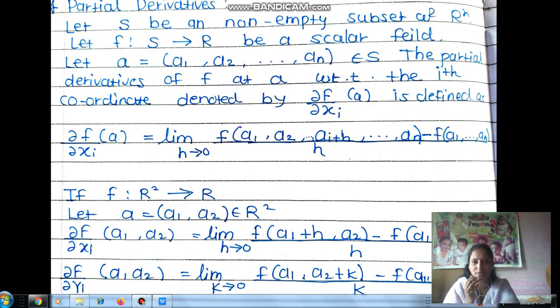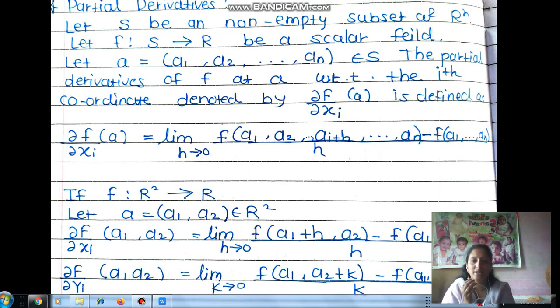be a function from S to R, a scalar field, and let A equal (a1, a2, up to an) belong to S. The partial derivative of f at A with respect to the ith coordinate is denoted by dou f by dou xi at A. It is defined as dou f by dou xi at A equals limit h tends to 0 of f(a1, a2, up to ai plus h, up to an) minus f(a1, a2, up to an), upon h.